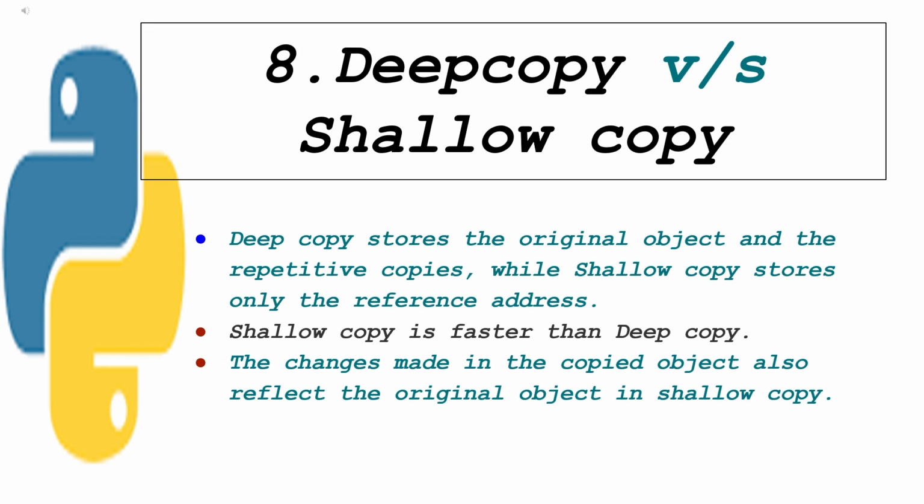Next question. Differentiate between deep copy and shallow copy. You can say that, while shallow copies only keep track of the reference address, deep copies keep track of the original object as well as any repetitive copies. Deep copy takes significantly longer to complete than shallow copy. The modifications that were made to the copied object also reflect the modifications that were made to the original object in the shallow copy.